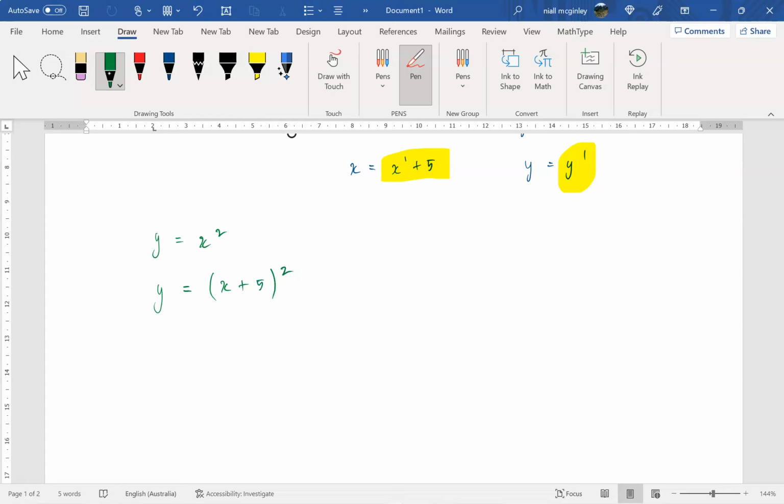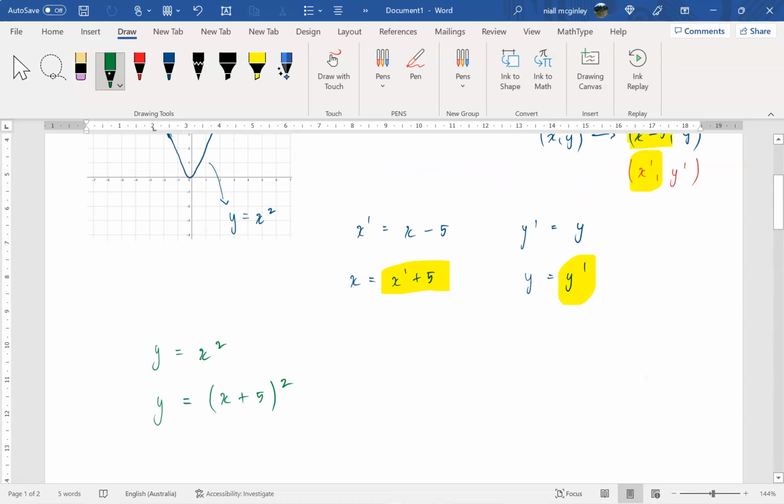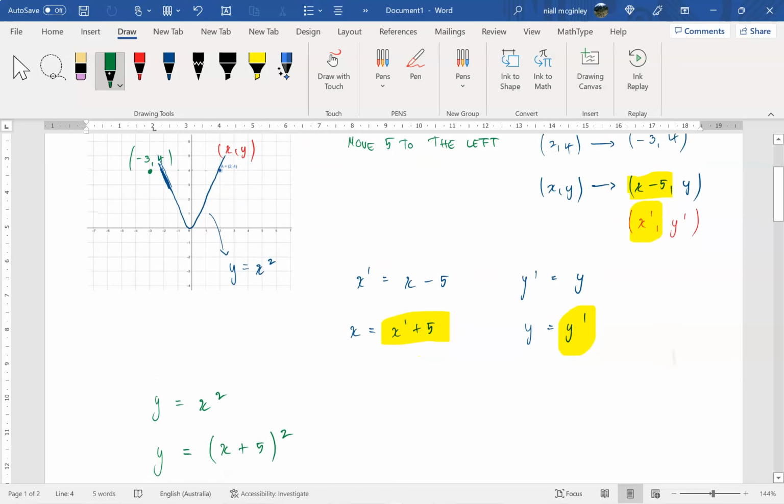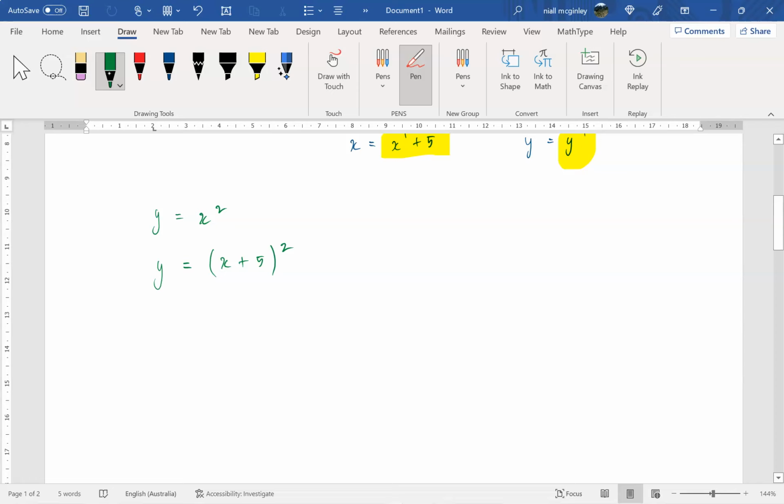So this is why, when we do horizontal translations, it goes the opposite way of what you think it's going to be. And that's going to give you the actual point. So you see, when we translated that point, we moved it over 5, it goes to -3, 4. So if we say when x equals -3, then we should get that value of 4. And indeed, if we add that, we're going to get 2 squared, which is indeed going to be 4. So you'll see that that point does lie on the new function, but that's how you generate the new function.